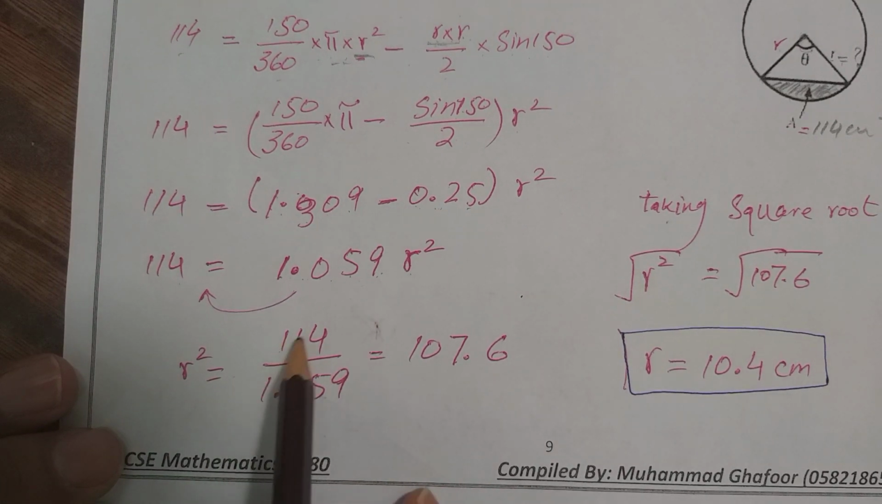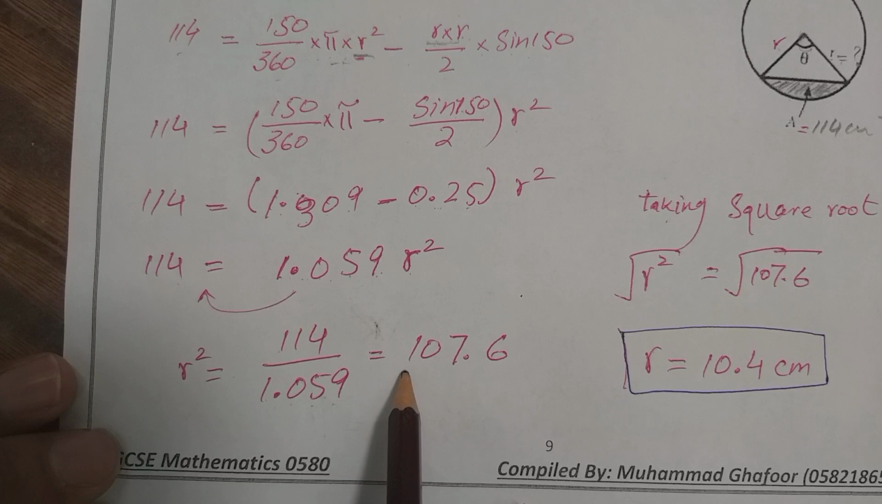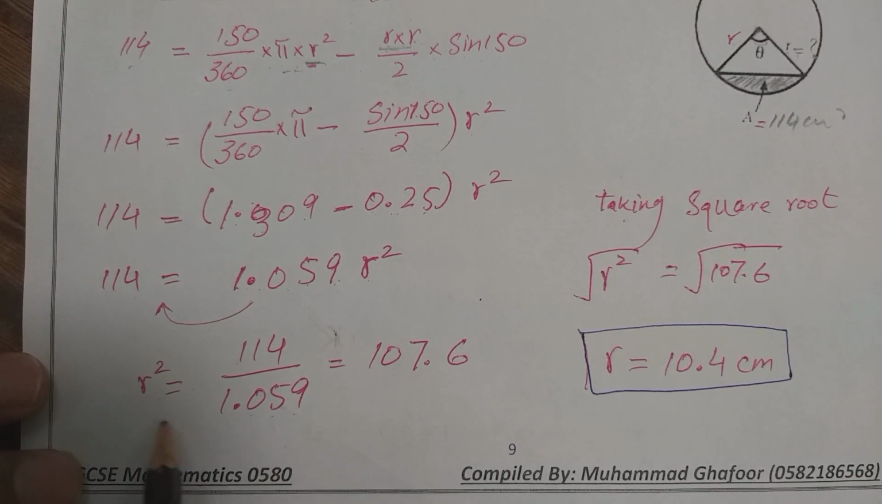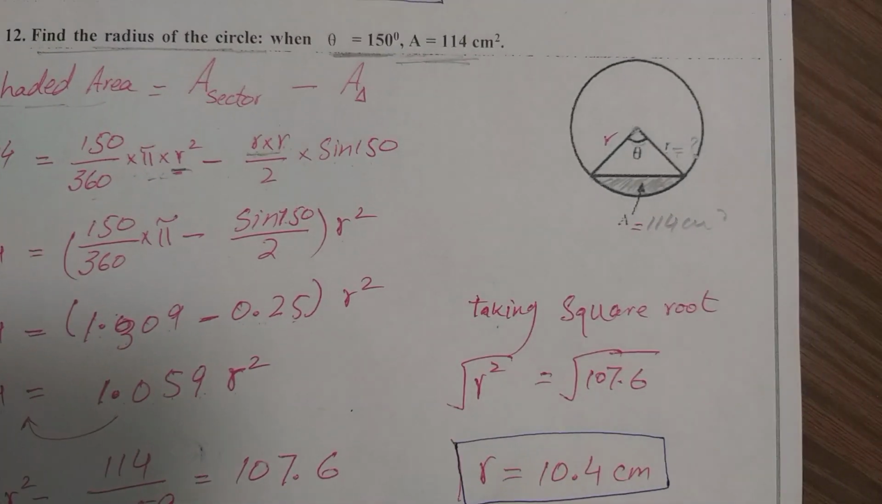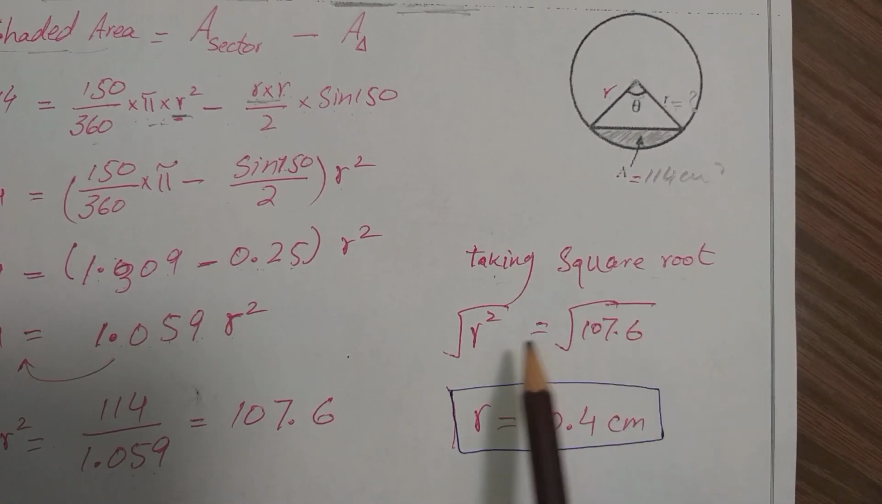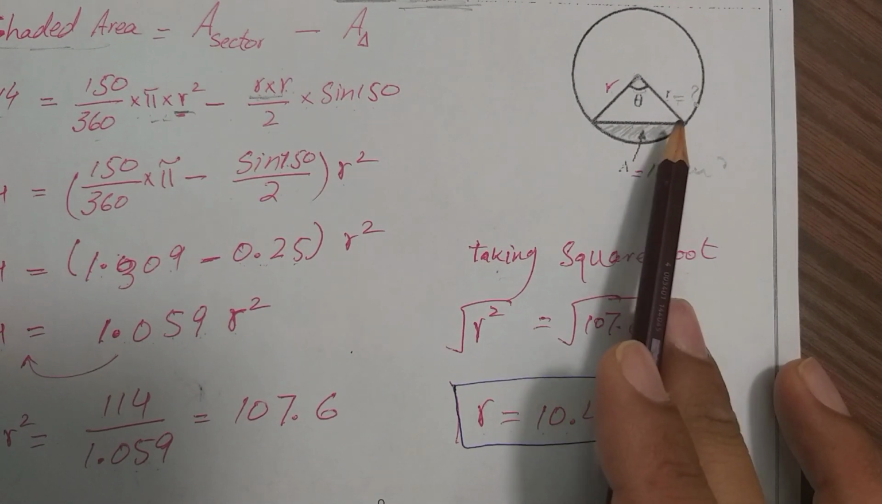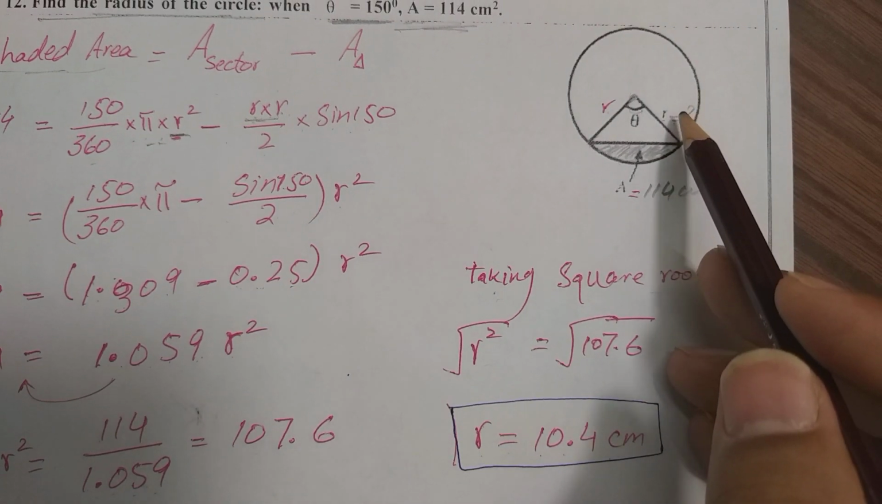So r square equals 114 over 1.059. So after dividing you find 107.6, but we need to find the radius, but it is square, so take the square root. Take the square root of both sides, you will get the answer r equals 10.4 centimeter. This is what we require in this question.